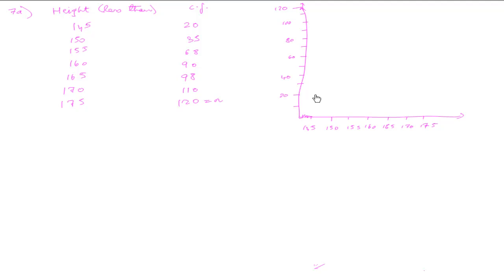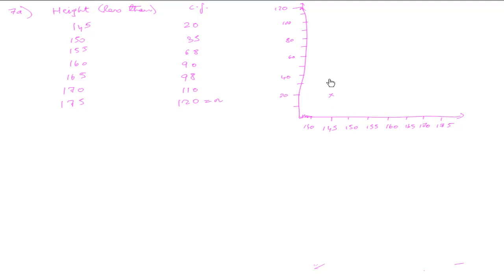145 at 20, 145, 150, 155, 160, this being 140. We need to go 1 unit back. We may not credit to 0, but we will just have 140 over here. 160, 165, 170, 175. So children, that's 145 at 20, 150 at 35.